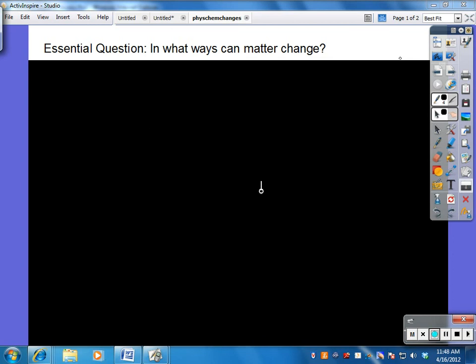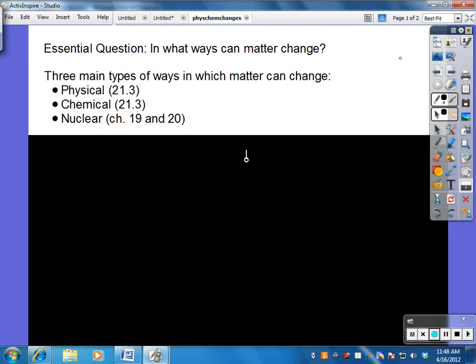The essential question for this unit is, in what ways can matter change? There are three main ways in which matter can change. One is physical, one is chemical. Those are both found in chapter 21, section 3 of your book. And the third is nuclear, found in chapters 19 and 20 of your book.